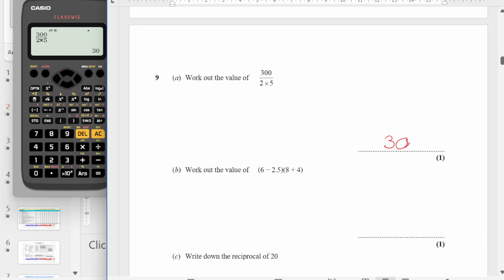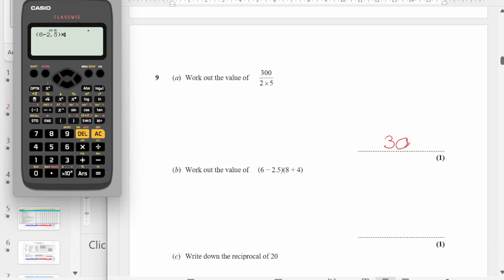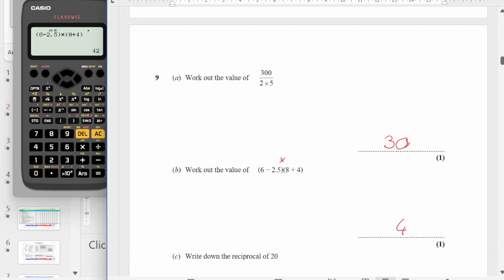Work out the value of, and again, calculator can do this. So (6 minus 2.5), close brackets, times by (8 plus 4). Make sure you've typed it in right and put a multiplication between them, and then your calculator will do that for you. 42.